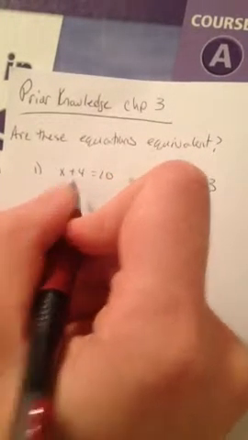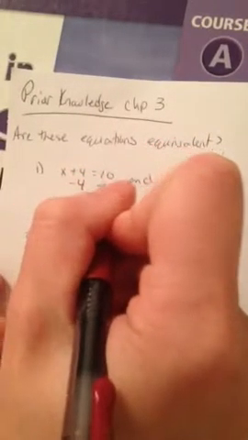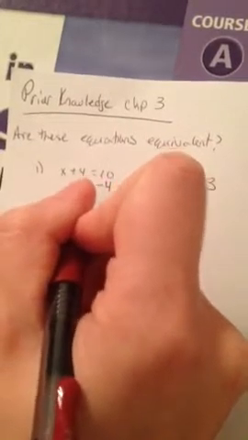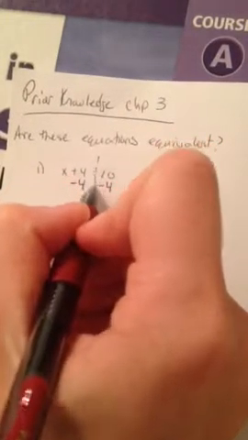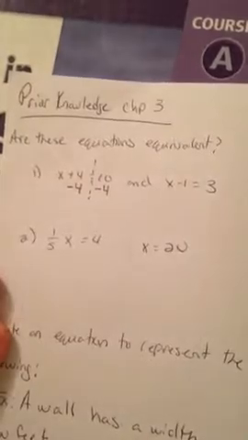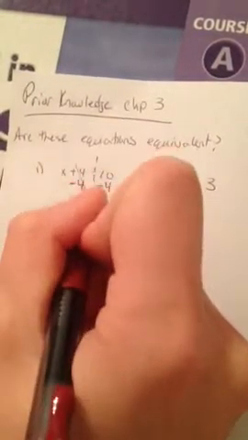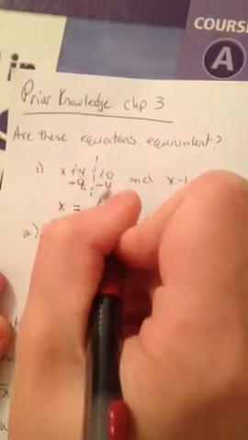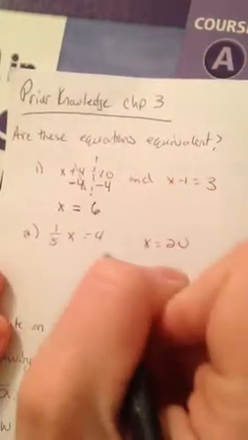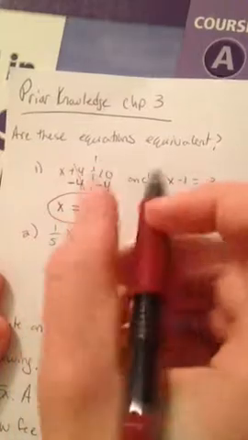So if I solve this first one for x, I'm going to subtract 4 from both sides. Because remember, I do the opposite in order to get it to the other side. So then I'm left with x plus 4 and minus 4 cancel, equals 10 minus 4, which is 6. So x equals 6 here.